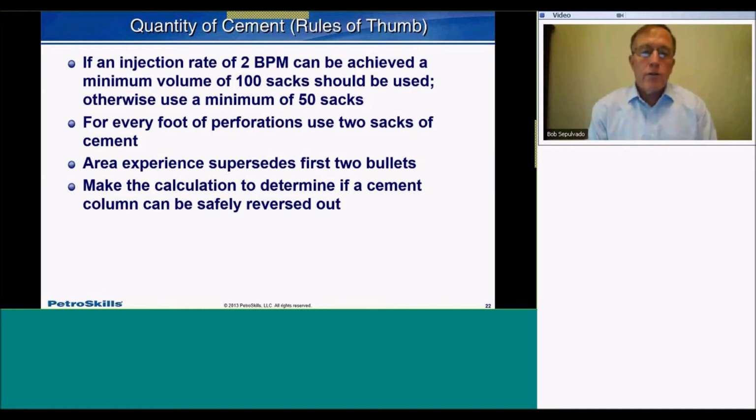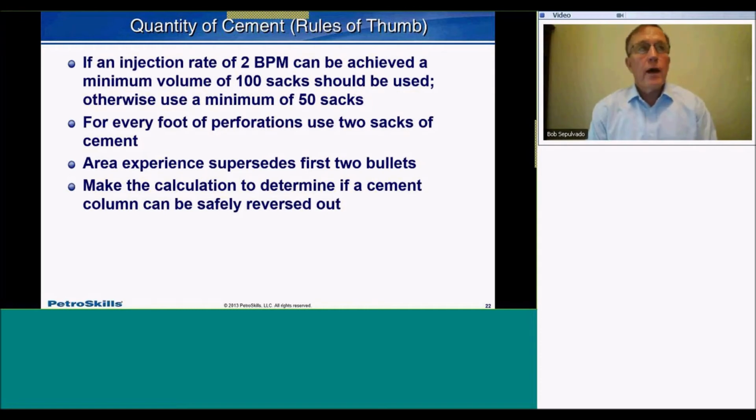make the calculation to determine if a cement column can be safely reversed out. Example. We've established an injection rate with a linear fluid, of water consistency. It might be water, it might be treated water. We're able to establish an injection rate. We mix our cement slurry, we place it down into the well, the cement slurry gets to the perforated interval, and either very little goes in or none goes in when it hits the perforations, and we pressure up.